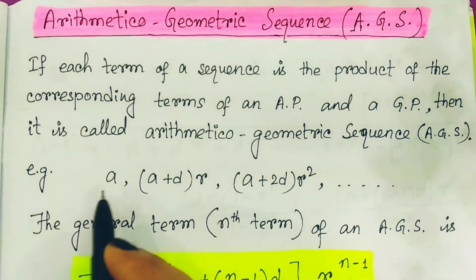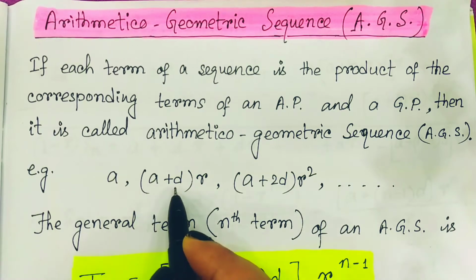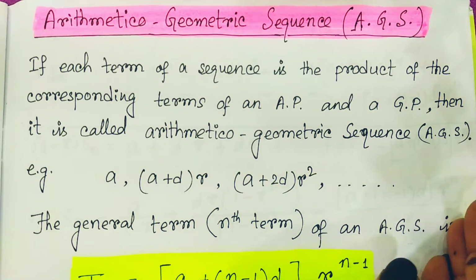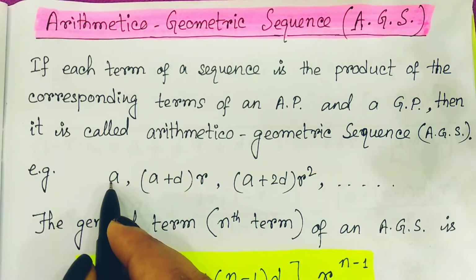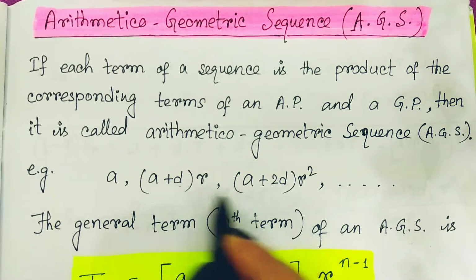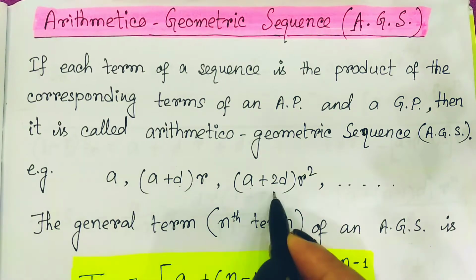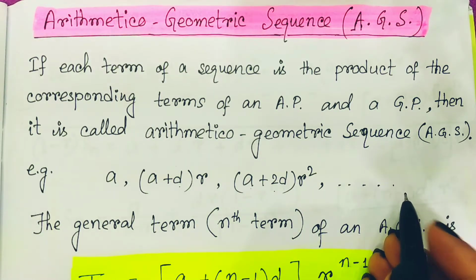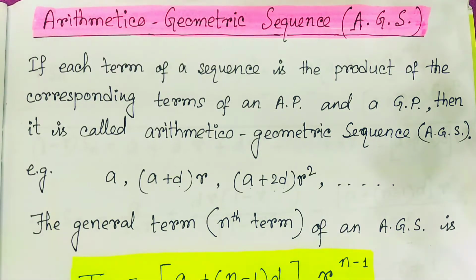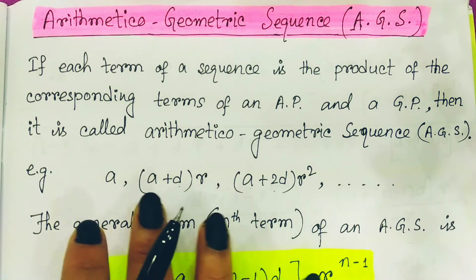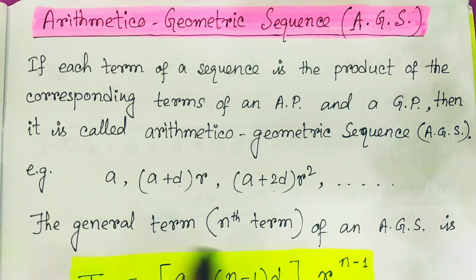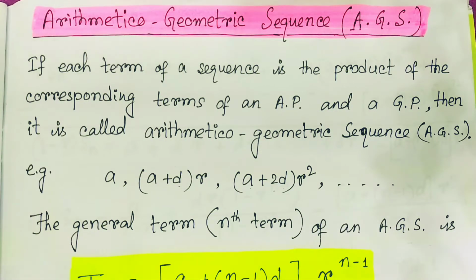How does it look? The first term is A, the second term is A plus D into R, the third term is A plus 2D into R square, and likewise. Just look, the first term is A into 1, or just let it be A. The second term is A plus D, the third term is A plus 2D. So this part, if we consider it, is an AP. And R square, R cube, if we consider this part, is a GP. So if each term is the product of an AP term and a GP term, then a sequence is formed. This is called the arithmetico-geometric sequence.